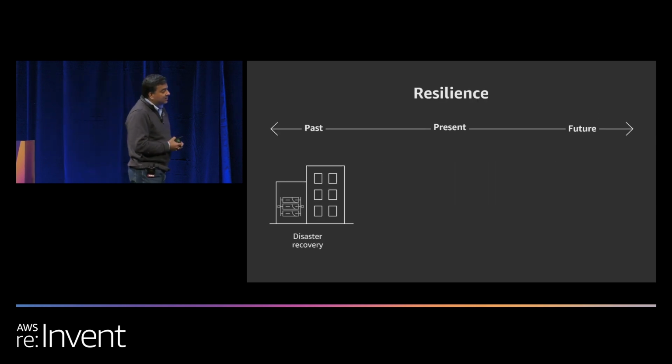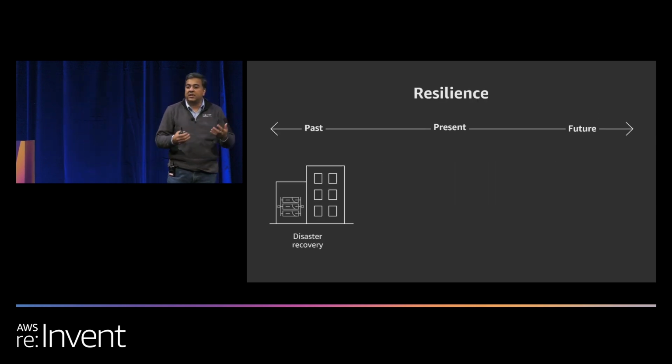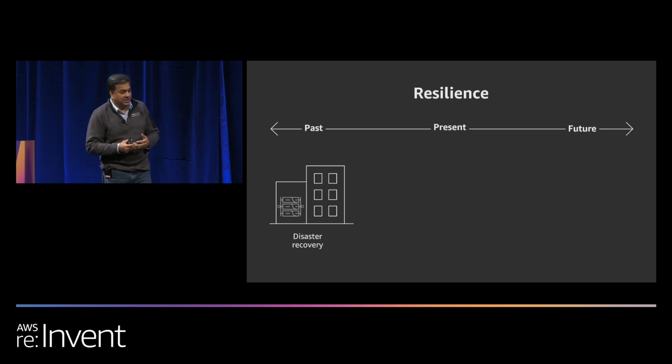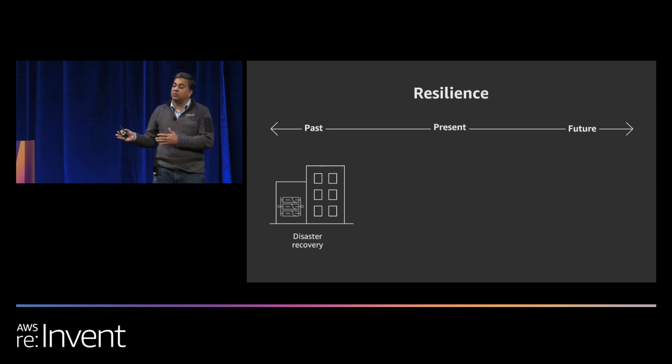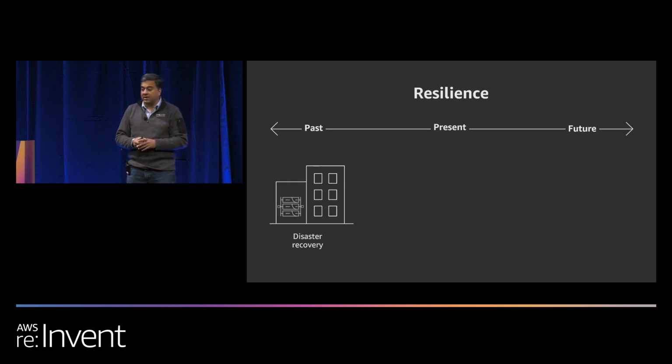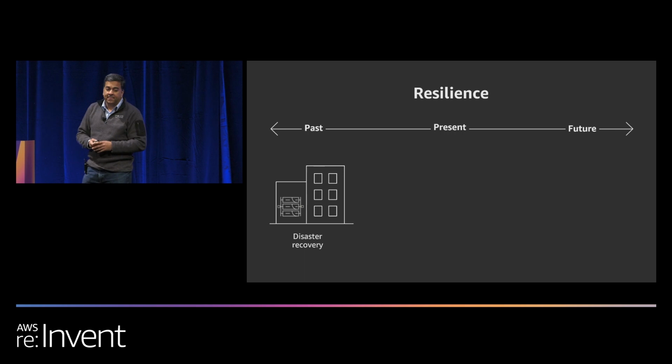In the past, these companies used disaster recovery as a method to achieve resiliency. So basically, you would have a backup data center somewhere and say, okay, if I have a failure, I'm going to fail over everything to my disaster recovery center. So that was a standard, well-practiced method of resiliency.